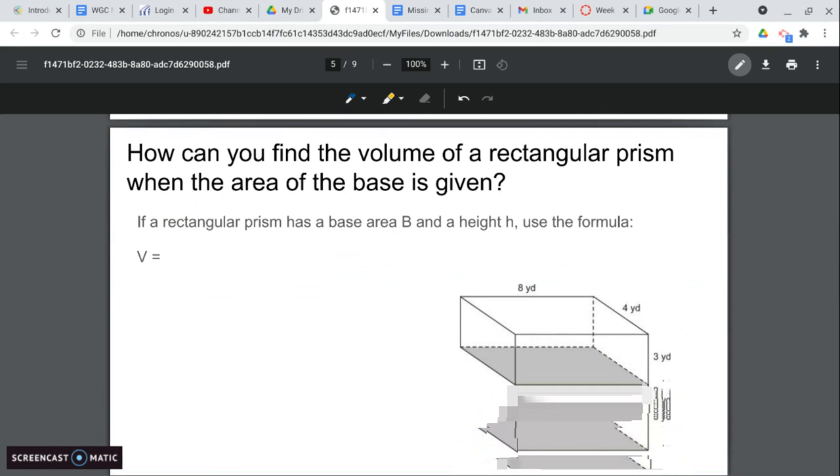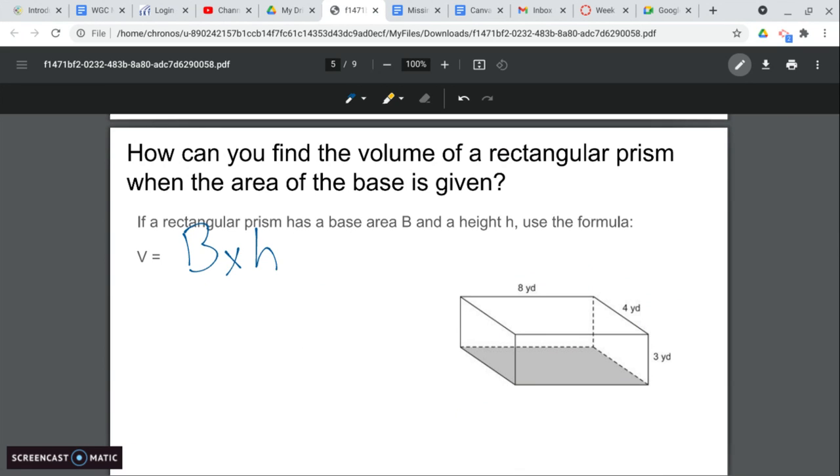All right, how can you find the volume of a rectangular prism when the area of the base is given? This is kind of like what we found before. We knew the area of that one level, by counting the top, was 20, and we multiplied it by 3. So if we know the area of the base, it'd be base times the height. In the case here, volume equals, well, the base is going to be 8 by 4, which is 32, times 3. So 32 times 3 will give us 96 yards cubed. So this base down here was 32.